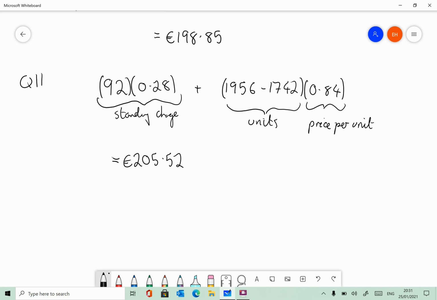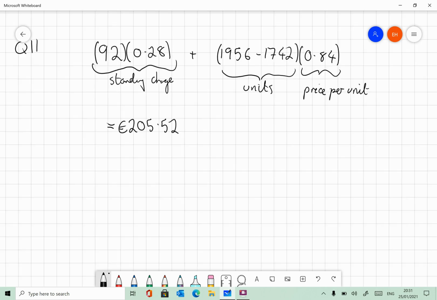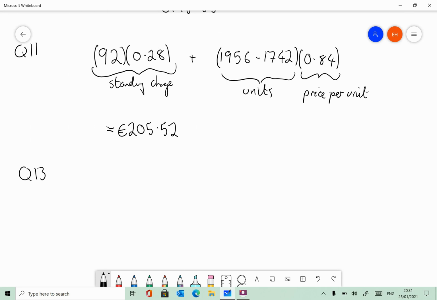Okay, and then question 13. The table on the right gives the postage rates for parcels to any part of Ireland. Find the total cost of sending the following parcels. 2 parcels weighing 3.4 kilograms. Right, so this is going to be a little bit trickier because we have to use this table over here. So it's 2 parcels, and they each weigh 3.4 kilograms.